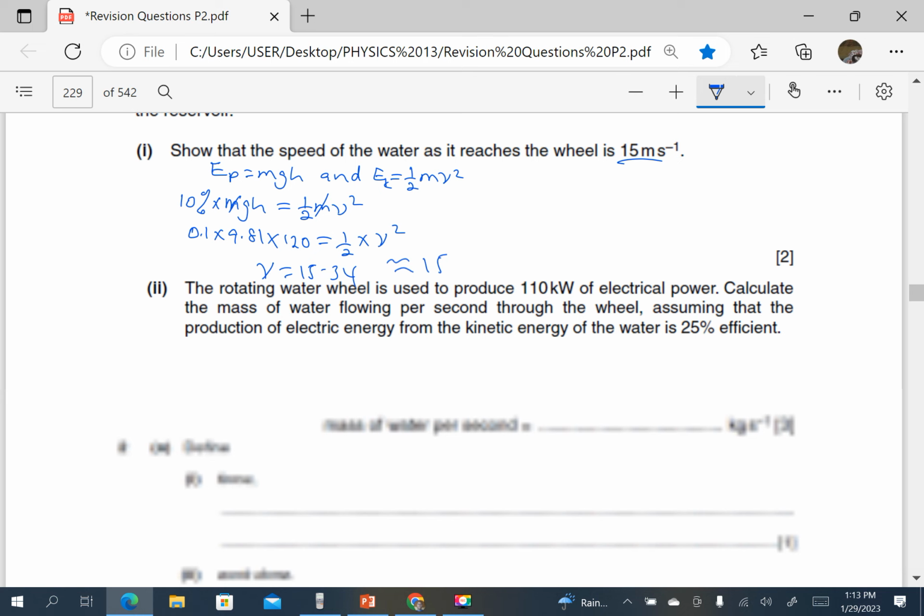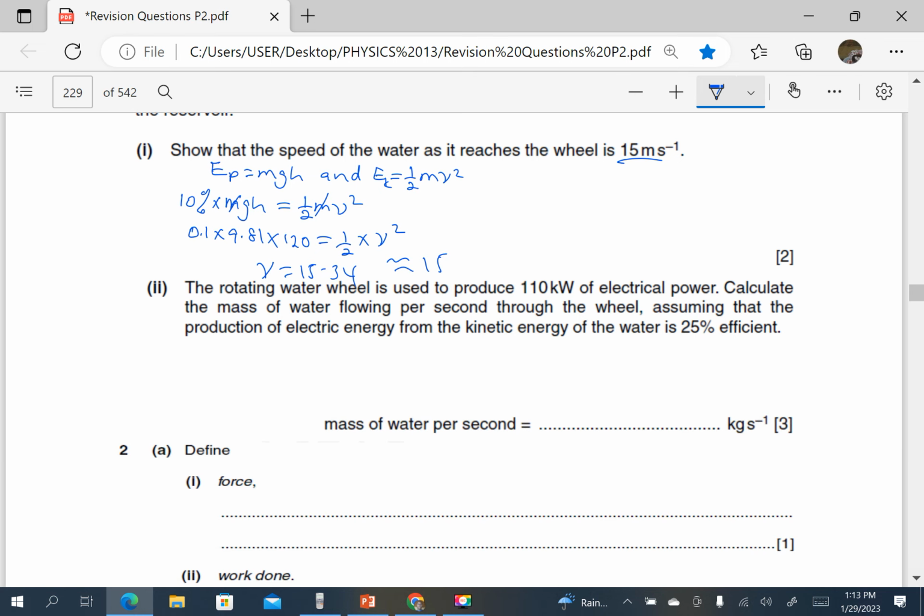The rotating water wheel is used to produce 110 kilowatts of electrical power. Calculate the mass of water flowing per second through the wheel, assuming that the production of electrical energy from the kinetic energy of the water is 25% efficient. Only 25% of kinetic energy becomes electrical energy. That's what it means. So the energy which is converted is 25% of kinetic energy.